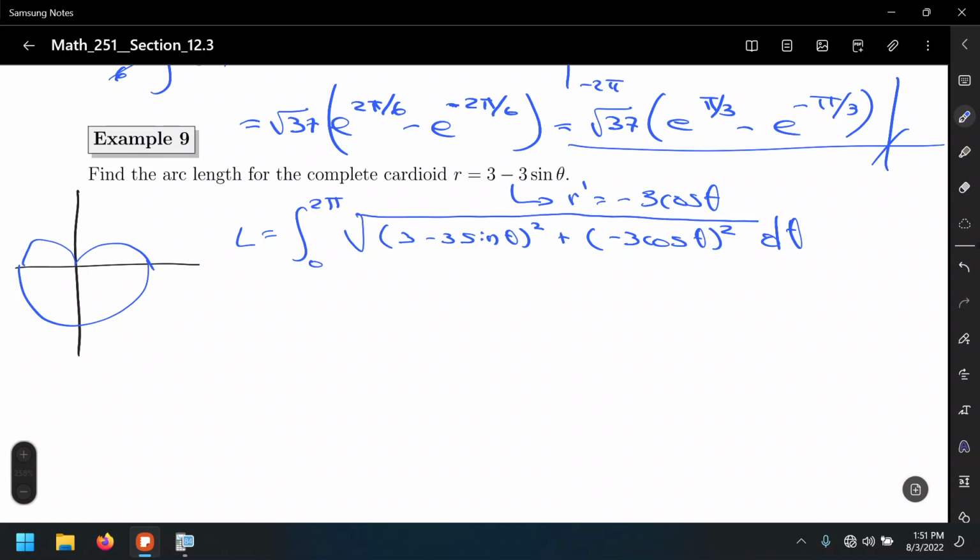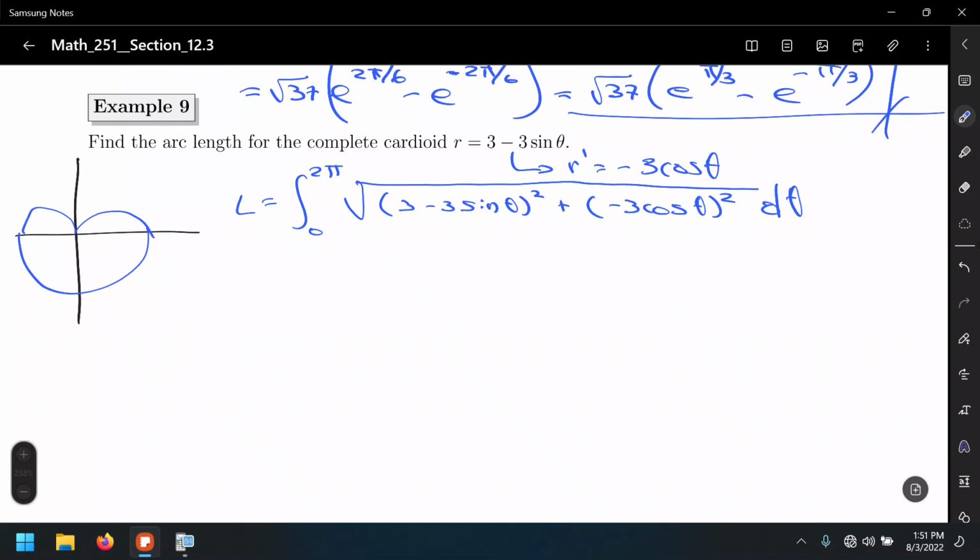with respect to theta. We have a binomial square, so we can use the binomial expansion formula. That's the integral from 0 to 2 pi of the square root of, that's a 9 minus 6... Oh, no, that's 3 times 3. That's 9 times 2. That's 18.